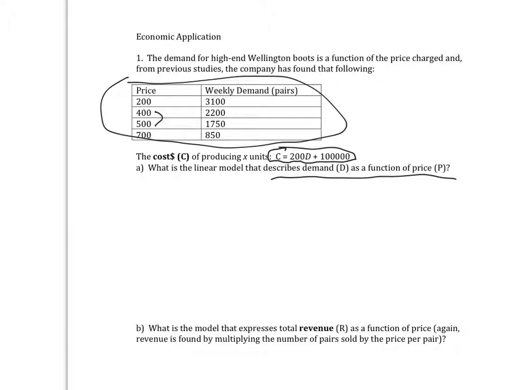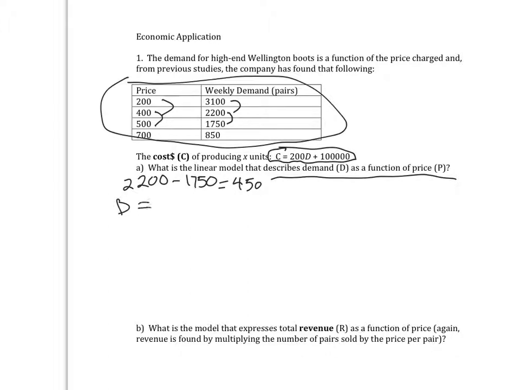Okay, so if we look at this linear model, we can see that every time we go up by $100, the demand goes down by 2,200 minus 1,750, and that gives us a total of 450. And that's consistent with what we see elsewhere. When we went up from 200 to 400, we went down from 3,100 to 2,200. So that gave us a difference of 900, and that's going to be divided by 200. So in both cases, we end up with a slope of negative 4.5.